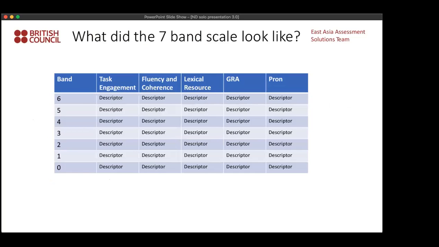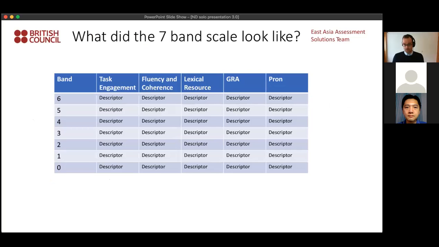What then did the 7-band scale look like? Well, as you can see, it was the same as the 13-band scale without the intermediate bands. Why did we do this? Well, firstly, we'd had success in a sister part of the ISIL product, the placement test, with 7 bands. As I said, collapsing the scale was simply a case of removing the intermediate bands, and the raters already had experience using the 13-band scale, so retraining for the new scale was minimal.